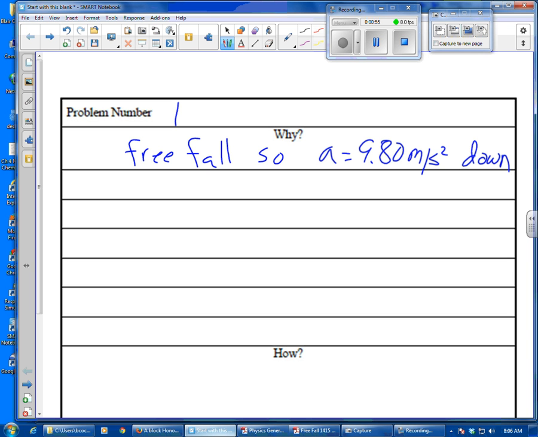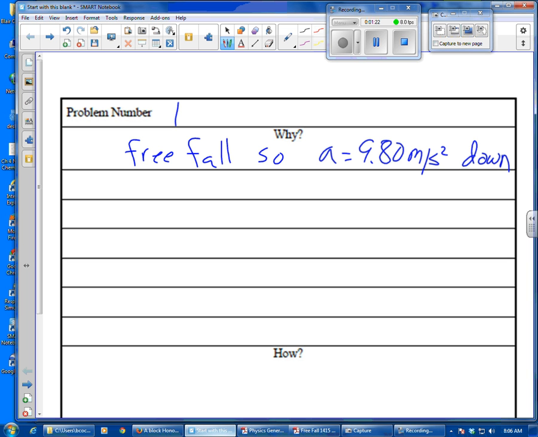Is that only when it's traveling down? Is it accelerating differently on the way up? What do you think? Is this acceleration only when it's traveling down, and it has a different acceleration on the way up, or is this for the whole trip? This is for the whole trip. Right. Anytime anything is in free fall, it always has this acceleration.